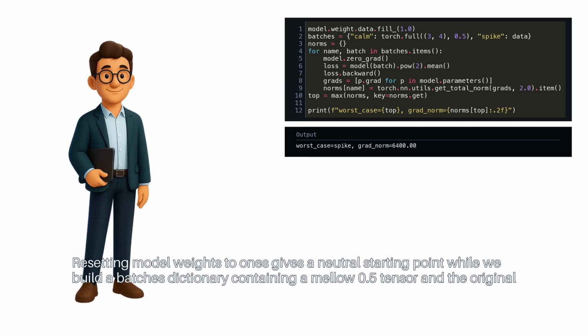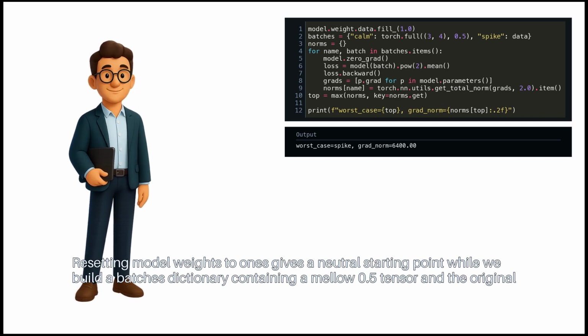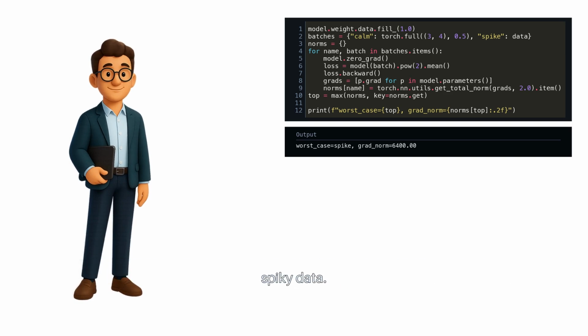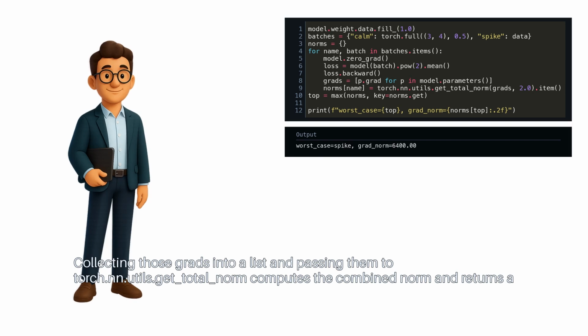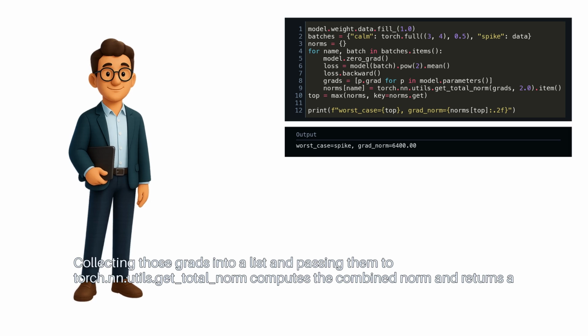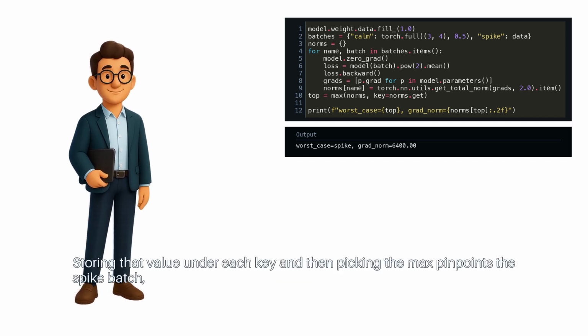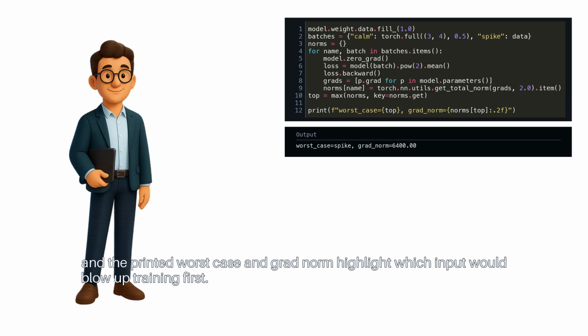Resetting model weights to 1s gives a neutral starting point, while we build a batches dictionary containing a mellow 0.5 tensor and the original spiky data. The loop zeros gradients, recomputes the loss for each batch, and calls backward, so model parameters carry fresh gradient tensors. Collecting those grads into a list and passing them to torch.nn.utils.get_total_norm computes the combined norm and returns a scalar. Storing that value under each key and then picking the max pinpoints the spike batch, and the printed worst case and grad norm highlight which input would blow up training first.